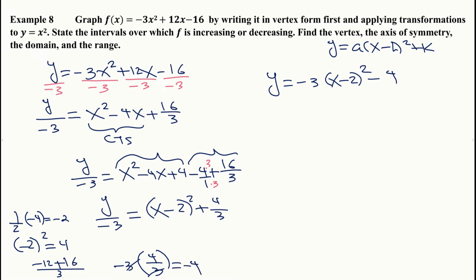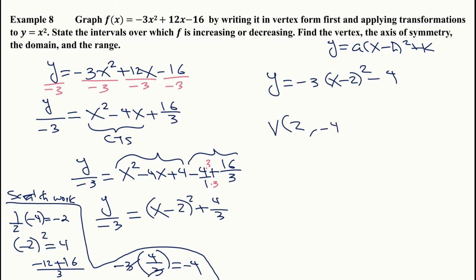Remember, this is all down here. That's all scratch work. It's not part of the flow of the problem, right? All right. So we get y equals negative 3 times quantity x minus 2 squared minus 4. Right away, we can see that the vertex is at 2, negative 4. Remember, since this is x minus 2, then h is just 2 itself, right?